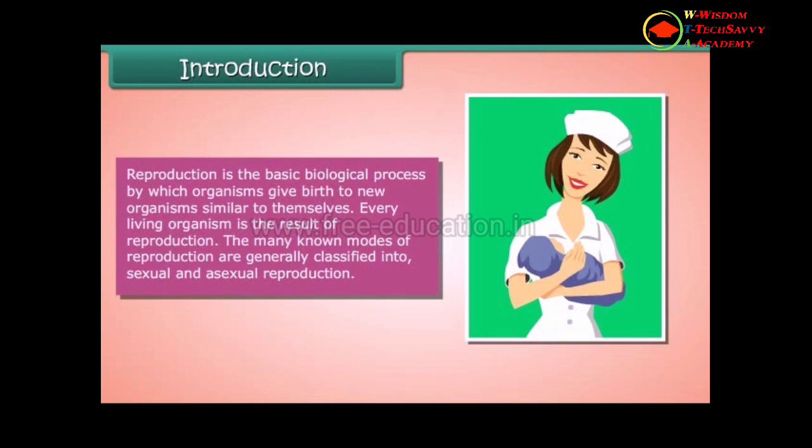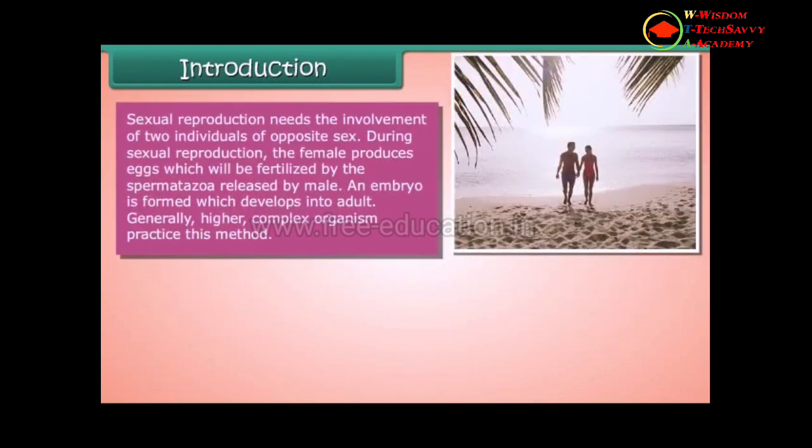The many known modes of reproduction are generally classified into sexual and asexual reproduction. Sexual reproduction needs the involvement of two individuals of opposite sex. During sexual reproduction, the female produces eggs which will be fertilized by the spermatozoa released by the male. An embryo is formed which develops into an adult. Generally, higher complex organisms practice this method.